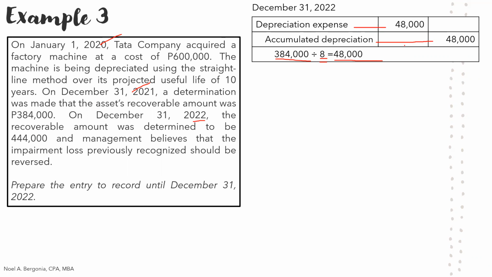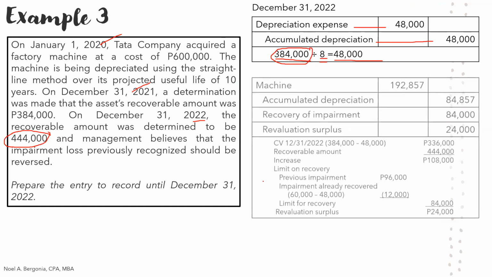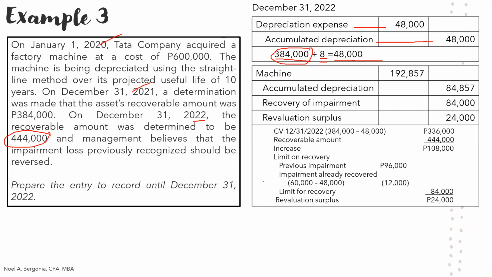Okay. So after updating the balance of our accumulated depreciation or the carrying value, the next step is to identify whether do we have a recovery ba? Kasi kung mapapansin ninyo, kanina 384, 'di ba, yung recoverable amount. And then biglang tumaas to 444,000. Okay? So let's find out. So as you can see, we will be applying the concepts of revaluation here. So let me explain to you saan nanggaling yung entry.